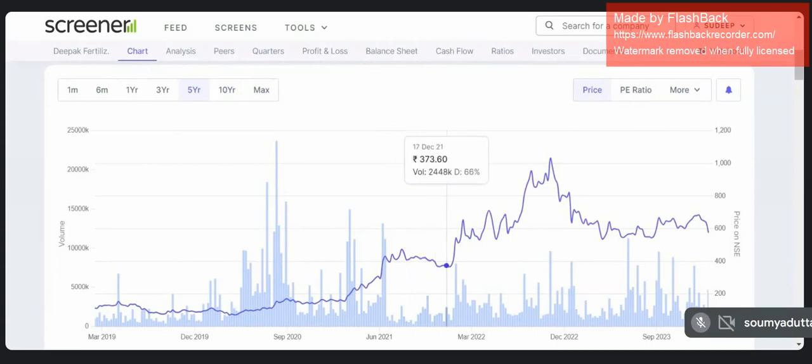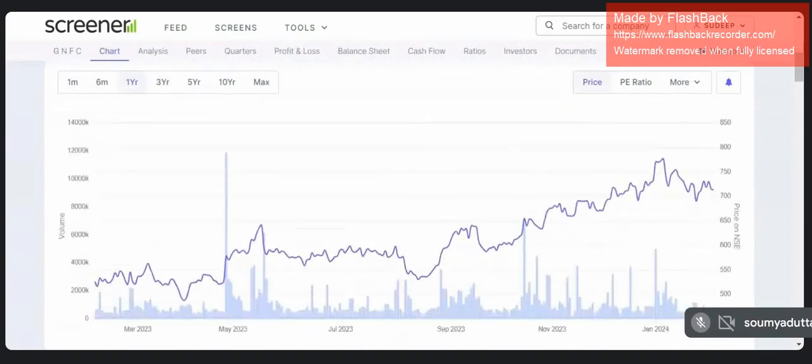Yeah, correct. See Deepak Fertilizers, from December 2021 when the war started, went from 372 to 1000. It mainly exports nitrogen fertilizers. But after the natural gas prices crashed, Deepak Fertilizers also crashed. Now again, when natural gas prices go up, Deepak Fertilizers will also rise.